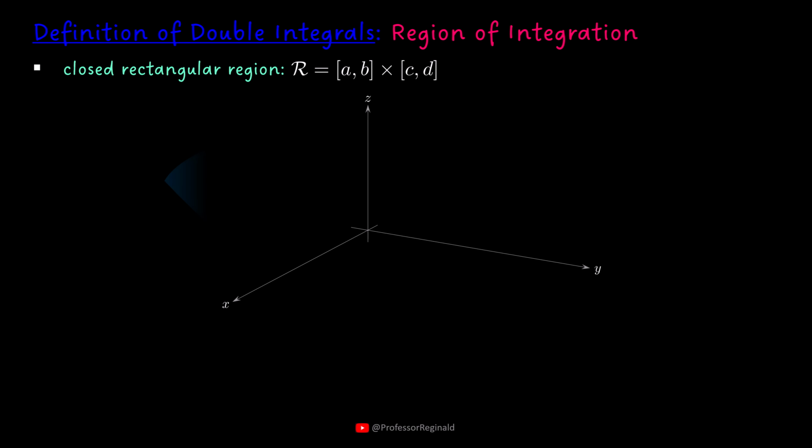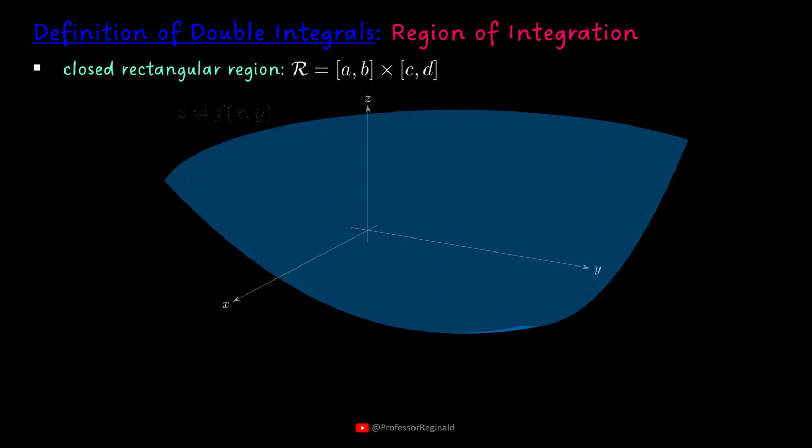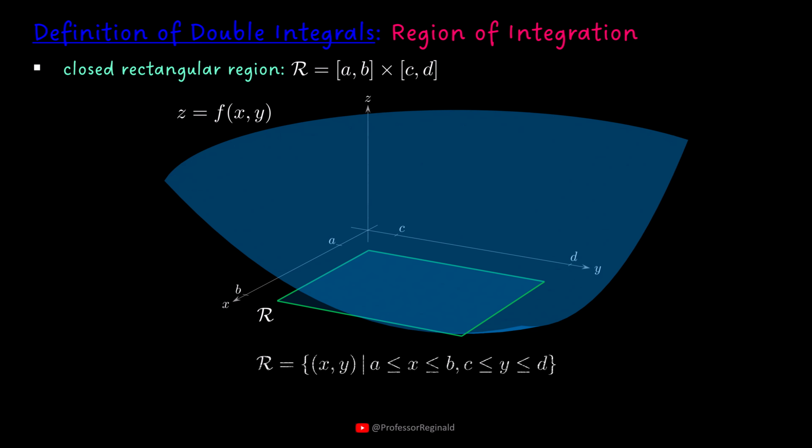Suppose this surface is the graph of a function of two variables, and we want to compute the double integral over a closed rectangular region, which is the rectangle formed between, and including, two numbers along the x and y directions. The region of integration can also be written as the following set of points whose coordinates satisfy a couple of inequalities.